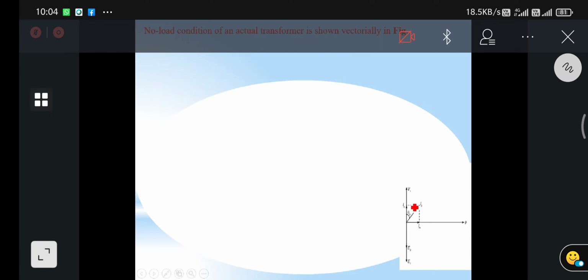Now you can see this is the working component current and this is the magnetizing component current. The no load condition of an actual transformer is shown vectorially in the figure like that. This is the vector or phasor diagram. This is the no load condition. As seen from the figure, the primary current I naught has two components.